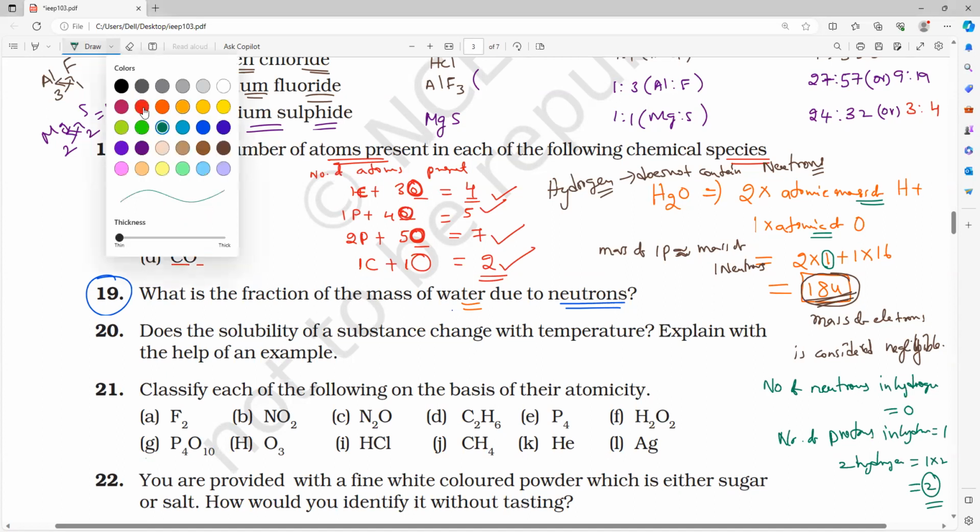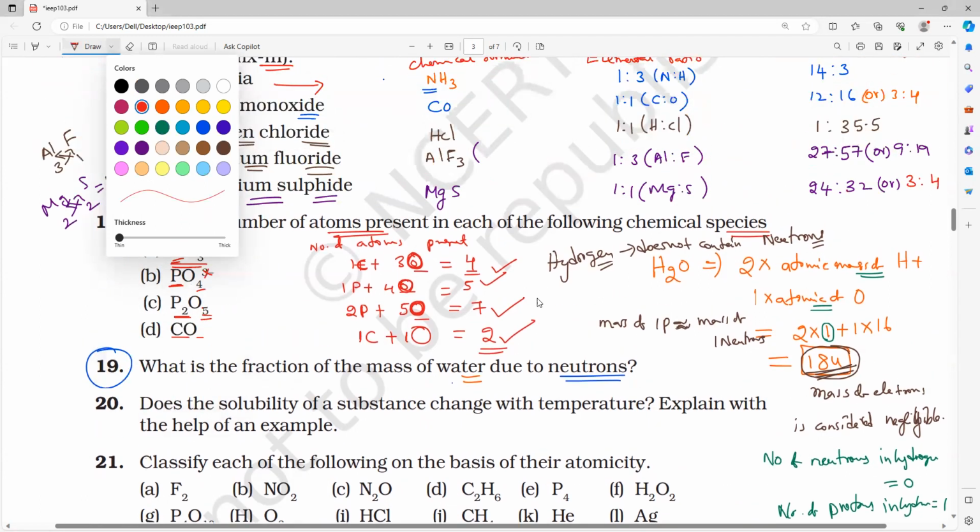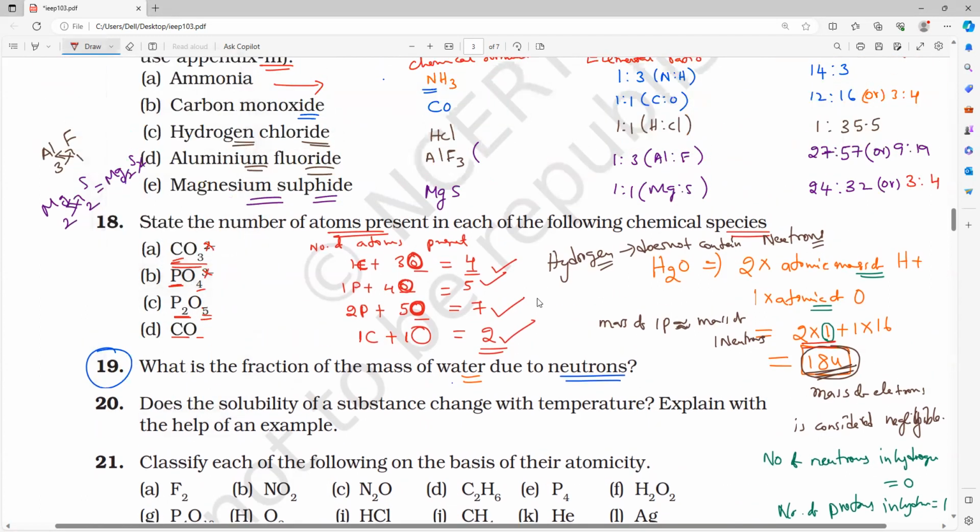Clear, everybody? Next, oxygen. What is the atomic mass of oxygen? 16 U. What is the atomic number, the number of protons? 8. So the number of neutrons is 16 minus 8, which is equal to 8. Understanding?